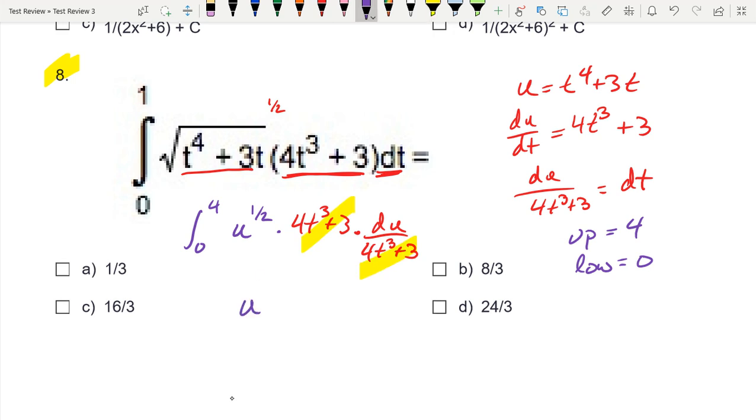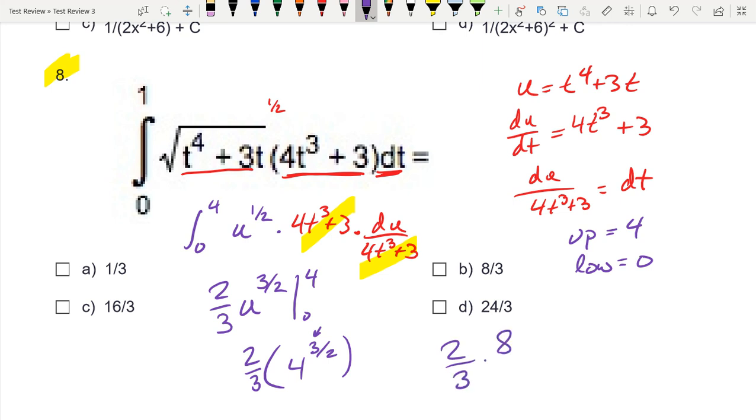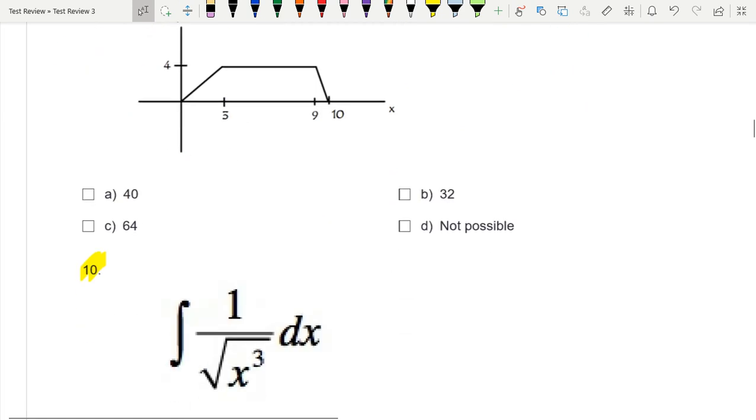Integrate. So u to the 1/2 power becomes u to the 3/2. I add 1 to my exponent and divide by my new exponent. So if it's 3/2 and I divide by that, it becomes 2/3. I'm evaluating that from 0 to 4. When I plug in 0, it's nothing, so it's really just 2/3 times 4 to the 3/2 power. Hopefully you can do that by now. 4 square rooted is 2, and 2 cubed is 8. 2/3 times 8, 16/3 is my correct answer. It's C. U-sub, make sure you can change your bounds.